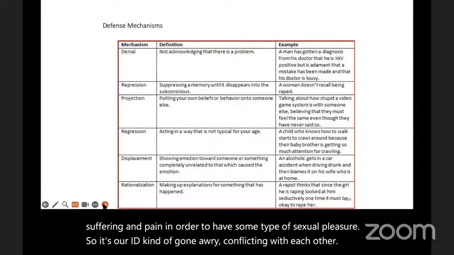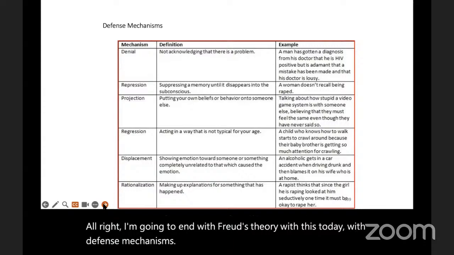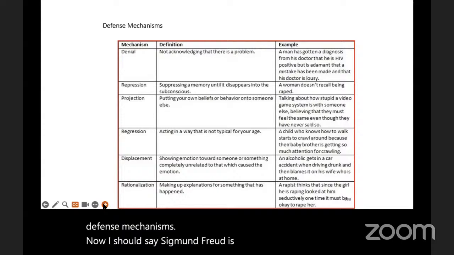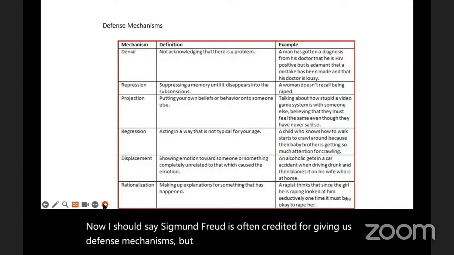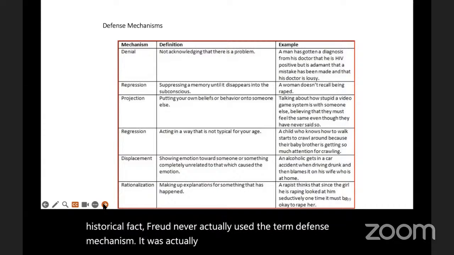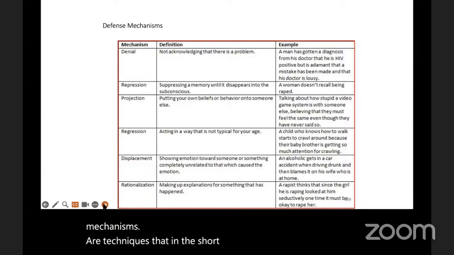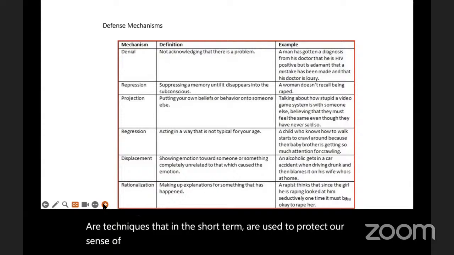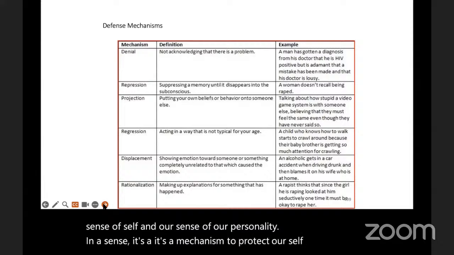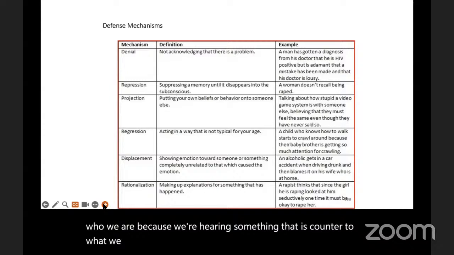All right. I'm going to end with Freud's theory today with defense mechanisms. Now, I should say Sigmund Freud is often credited for giving us defense mechanisms, but I should state some historical fact. Freud never actually used the term defense mechanism. It was actually his daughter, Anna Freud, who developed the term. And defense mechanisms are techniques that in the short term are used to protect our sense of self and our sense of our personality. In a sense, it's a mechanism to protect our self-esteem about who we are, because we're hearing something that is counter to what we feel or think we are as a person.